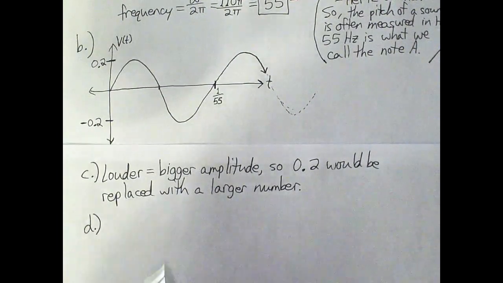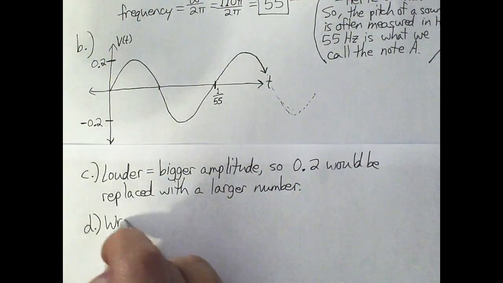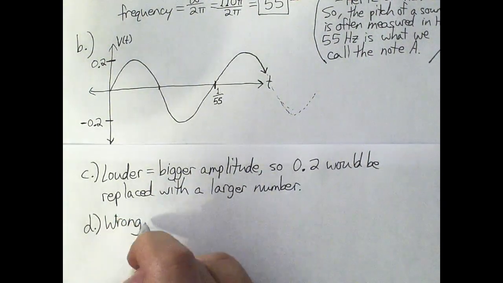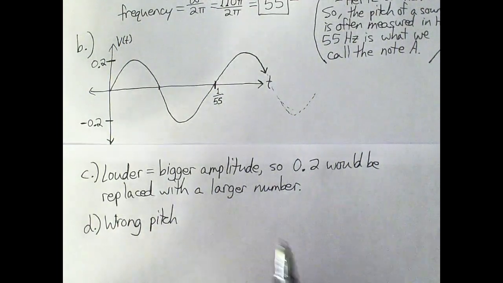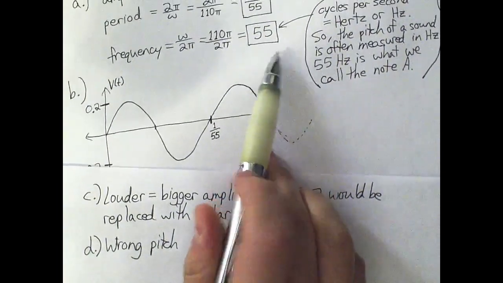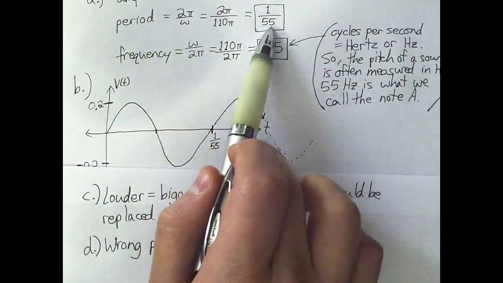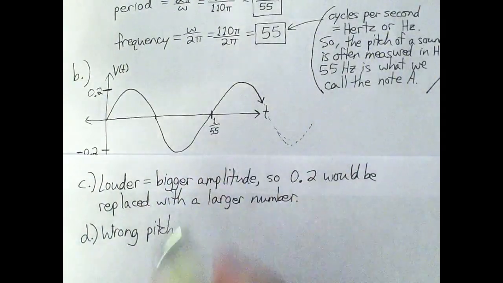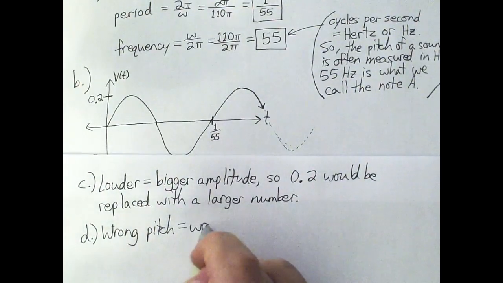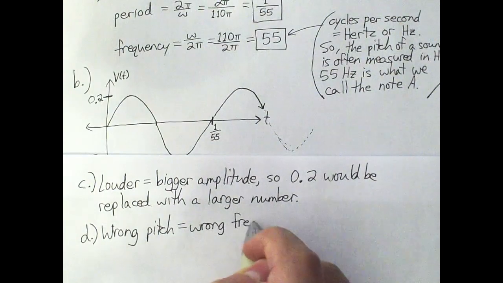And part D, what if the bass guitar is out of tune? How does the equation change? Well, the wrong pitch would be played. When something's out of tune, we say that you're trying to play the note A, but what you're actually playing is a little bit off. So instead of the frequency being 55, you'd have something that's a little bit off. Instead of the period being 1 over 55, it would be a little bit off. So wrong pitch equals wrong frequency.